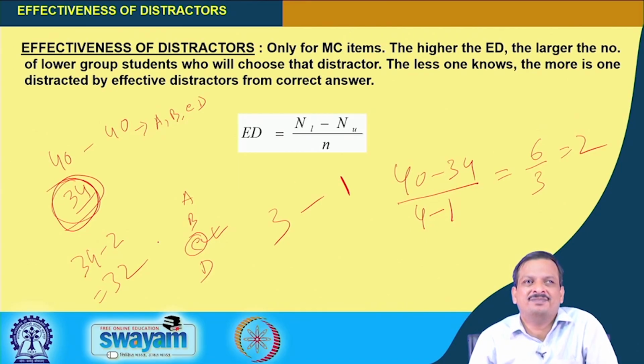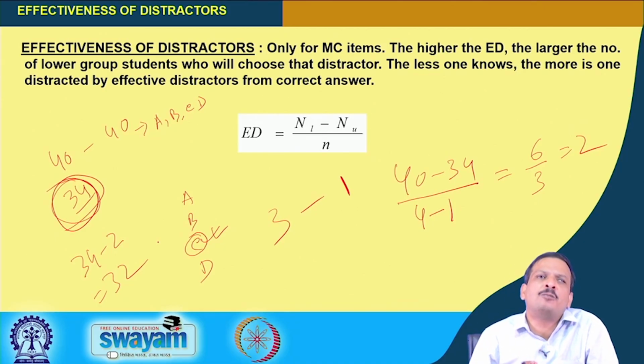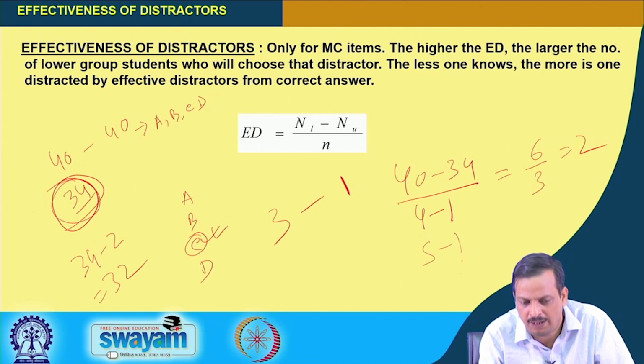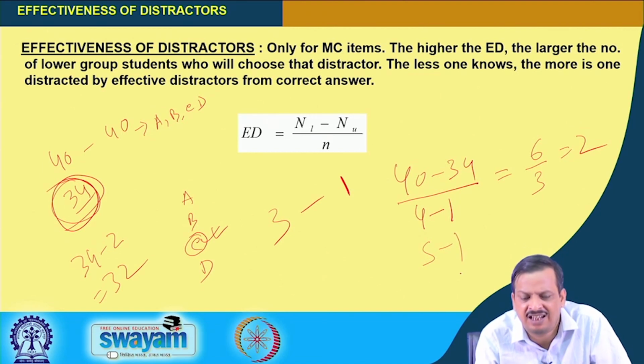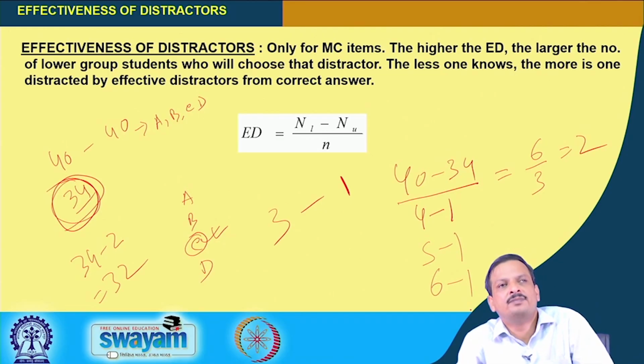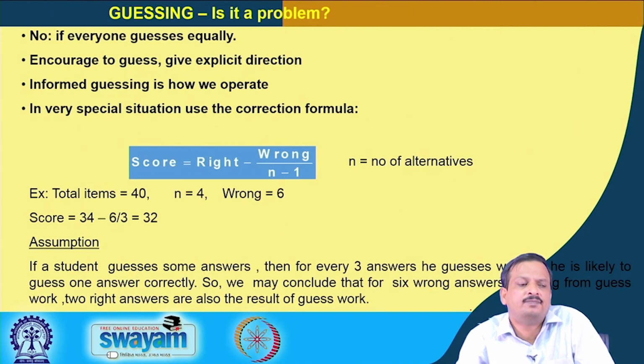So, total marks minus marks obtained by the student, divided by number of choices minus 1. If there are 5 choices, then it is 5 minus 1. If there are 6 choices, then it is 6 minus 1. Okay? So, I can easily calculate how many marks students can get by guessing, and this is the slide.